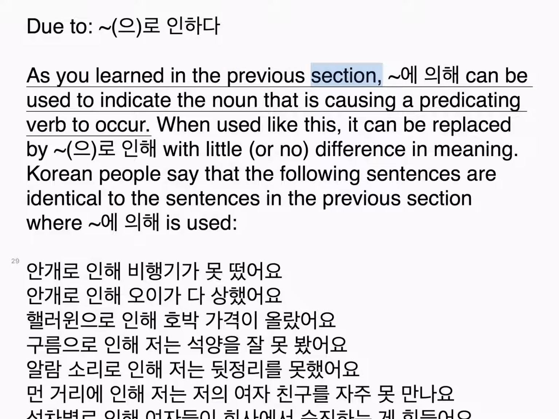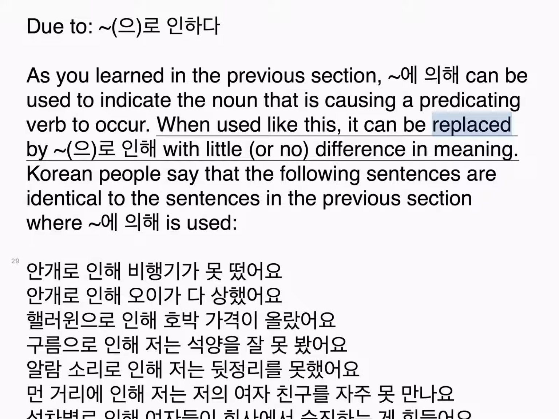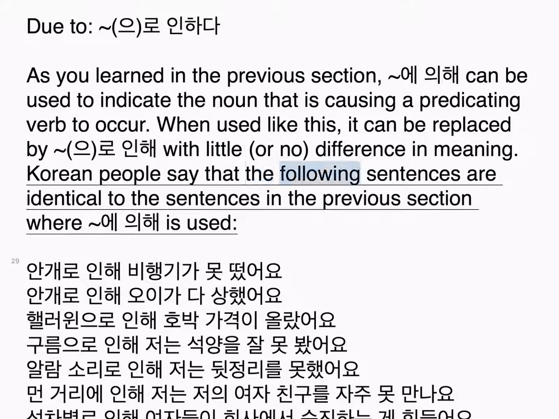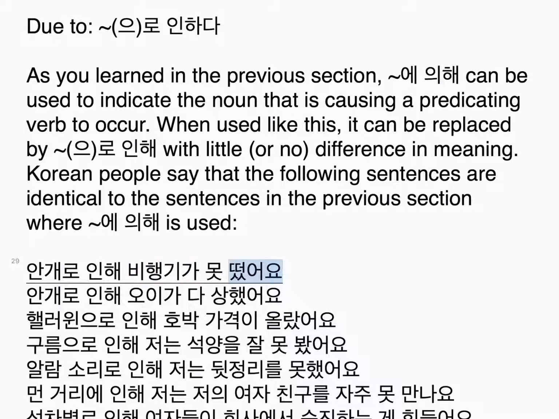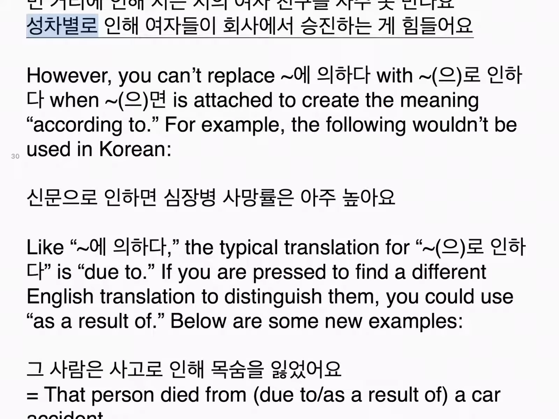As you learned in the previous section, 에 의해 can be used to indicate the noun that is causing a predicating verb to occur. When used like this, it can be replaced by 으로 인해 with little or no difference in meaning. Korean people say that the following sentences are identical to the sentences in the previous section where 에 의해 is used. 안개로 인해 비행기가 못 떴어요. 안개로 인해 오이가 다 상했어요. 헬로윈으로 인해 호박 가격이 올랐어요. 구름으로 인해 저는 석양을 잘 못 봤어요. 알람 소리로 인해 저는 뒷정리를 못했어요. 먼 거리에 인해 저는 저의 여자친구를 자주 못 만나요. 성차별로 인해 여자들이 회사에서 승진하는 게 힘들어요.